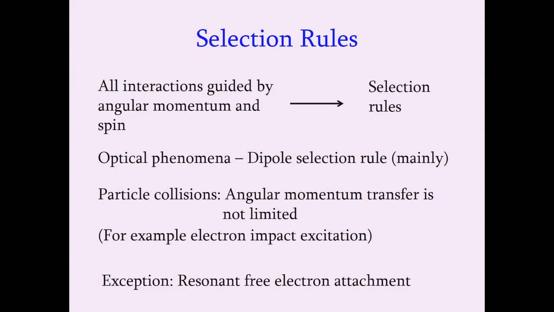Unlike optical phenomena, angular momentum transfer is not limited in particle collisions. An example is electron impact excitation of atoms and molecules, where the limitations due to dipole selection rules do not arise. However, there is an exception to this, where specific selection rules come into play. This is the process of resonant electron molecule scattering.